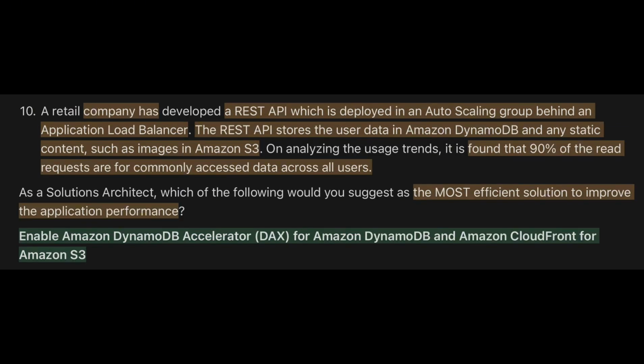Now let's say a company has developed a REST API which is deployed in an auto-scaling group behind an application load balancer. And the REST API stores the user data in Amazon DynamoDB and any static content such as images in Amazon S3. And let's say they find that 90% of the read requests are for commonly accessed data across all users. While in this case, the most efficient solution to improve the application performance is to enable Amazon DynamoDB Accelerator DAX for Amazon DynamoDB and Amazon CloudFront for Amazon S3.